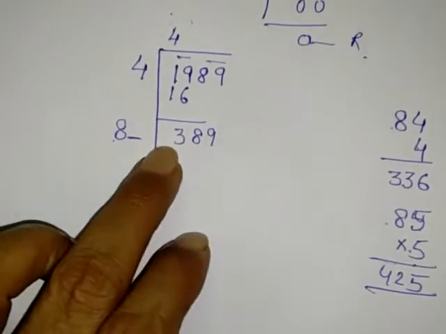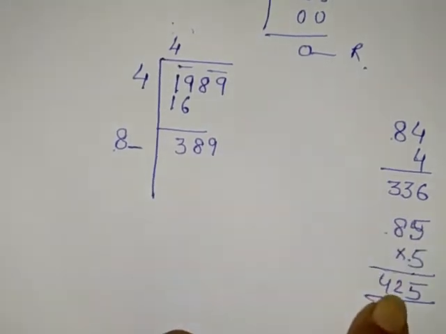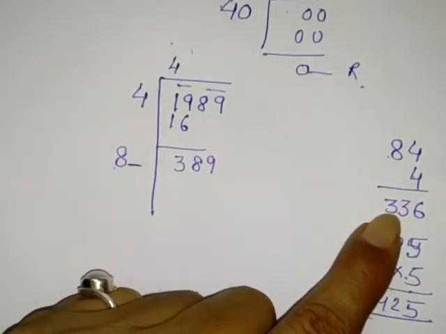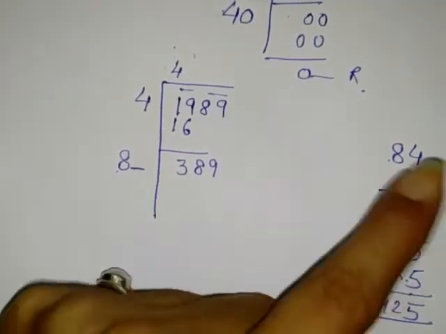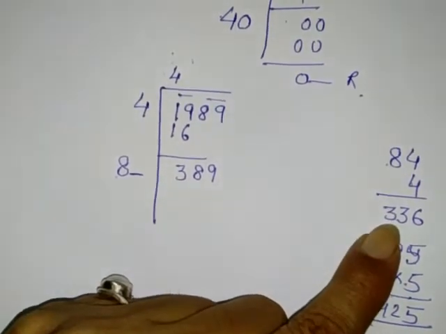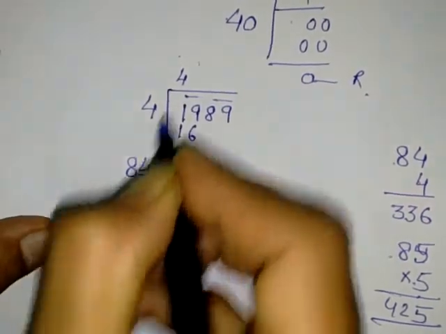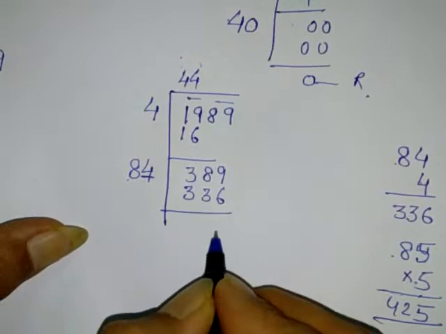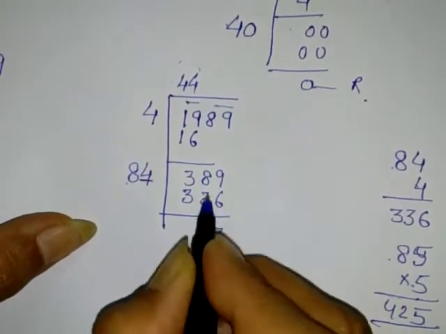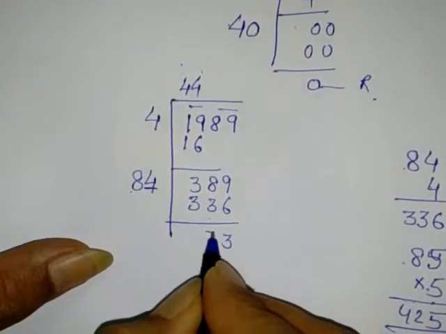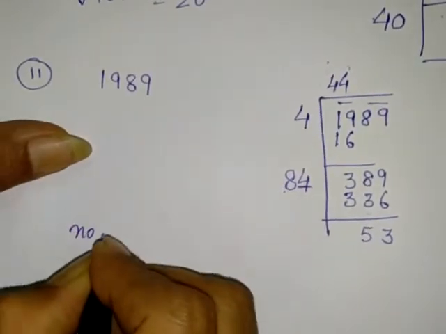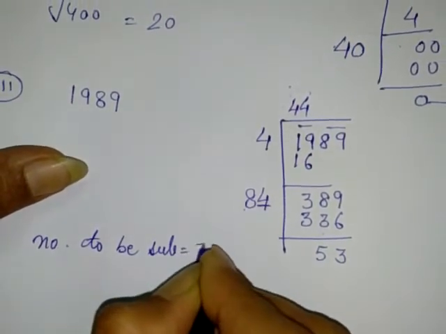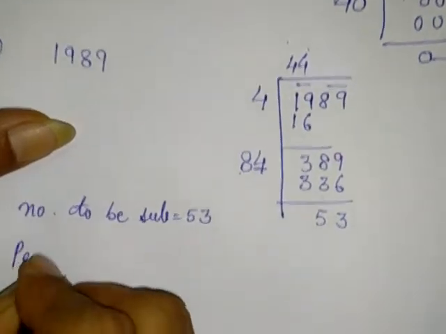Now you can think what will come here. If I take digit 5, the answer is 425 and it's greater than this. So it's not going to be greater than this. If I take 336, it means this is the one before 5. If I take 4, it will come to this. So it's appropriate. 4 4s are 336. 9 minus 6 is 3 and 8 minus 3 is 5. So the number to be subtracted. What is the number to be subtracted? 53.